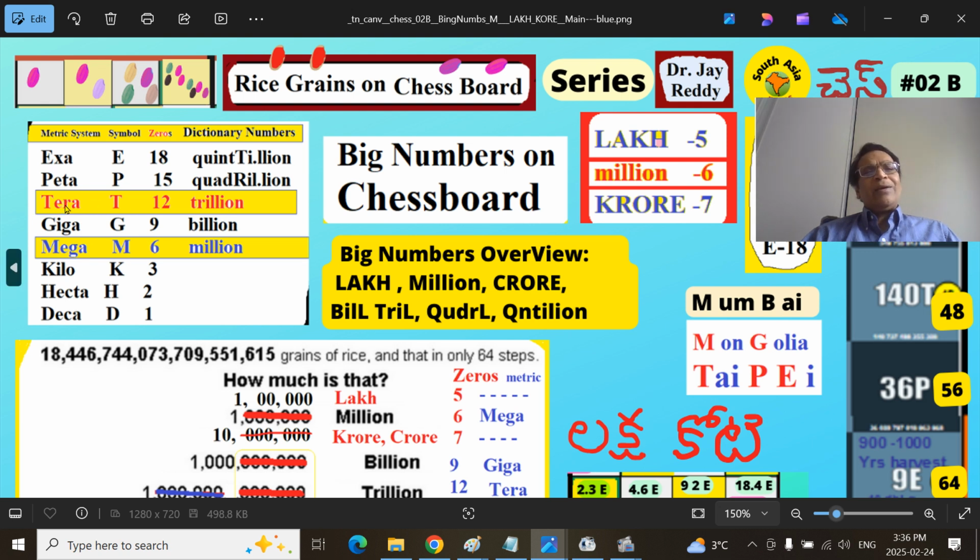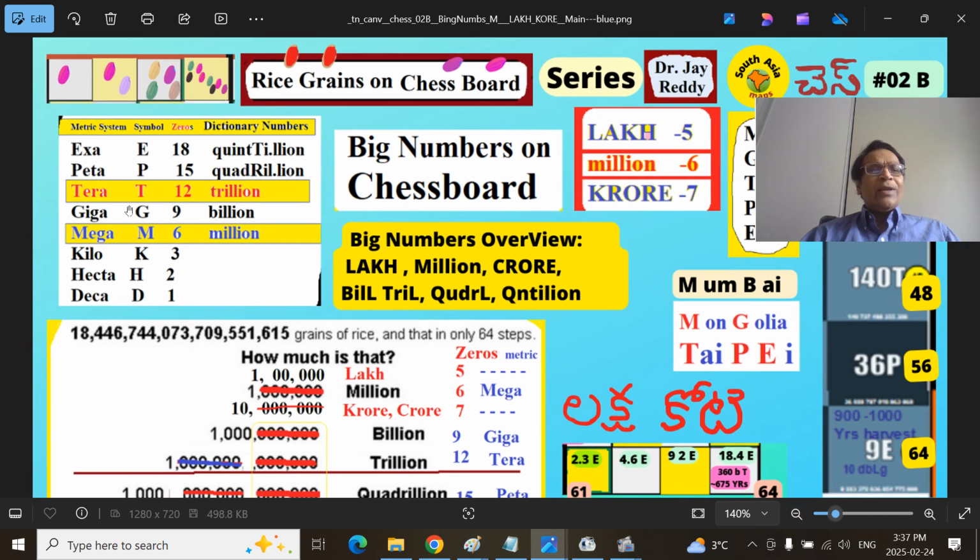Tera is 12 zeros. Remember, there is a city called Taipei, the capital of Taiwan, which is Formosa, the Republic of China. There is a mainland China; there are two Chinas. If you remember Taipei, T-P-E-I, just adjust the spelling a little bit, you get Tera, Peta, Exa. T is a trillion, that is 12, then quadrillion is 15, quintillion is 18.